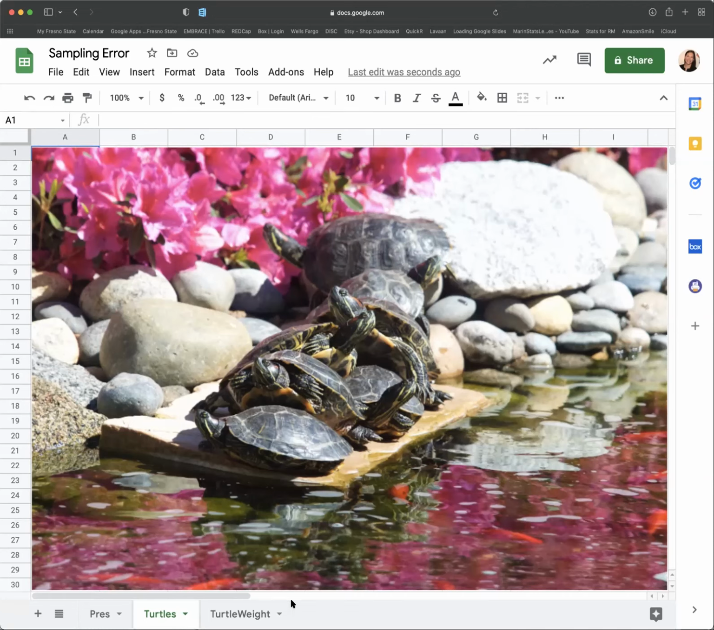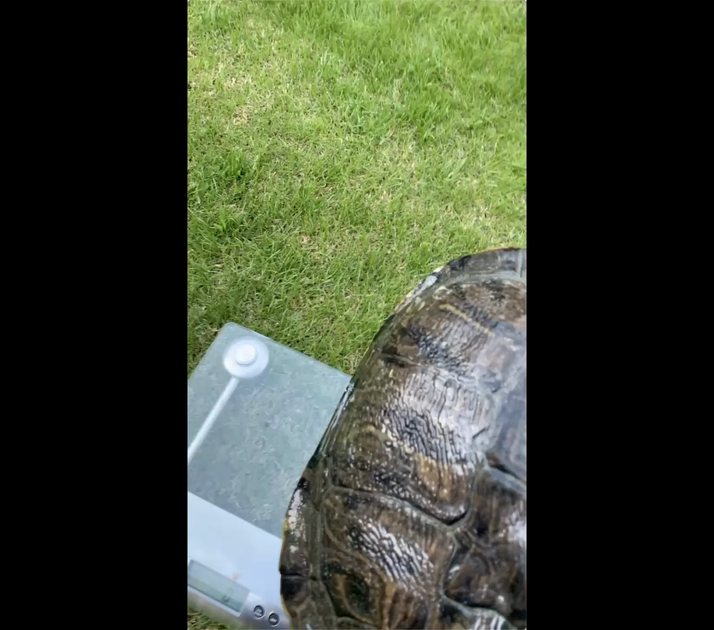I have 15 turtles in my pond, so I'm going to take some relatively small samples. I'm going to take 3 samples with 3 turtles each time. And I'm going to go ahead and go over to a different video.